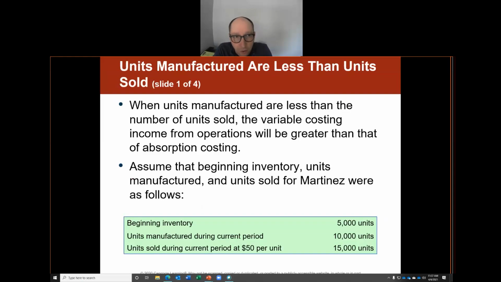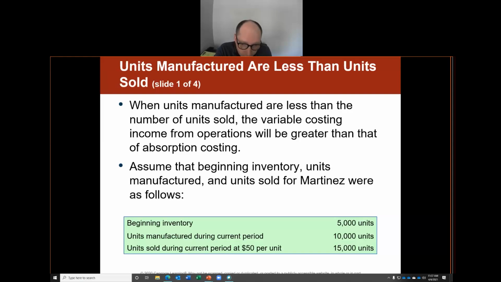Okay, so what happens when the opposite occurs? Meaning we manufactured less than the number of units that we sold. That happens from time to time, right? So we have an example.